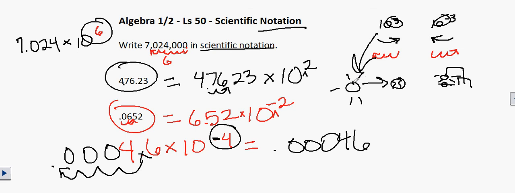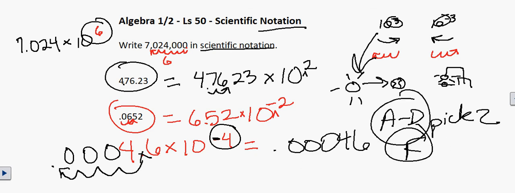Why don't you pick 2 from A to D, and letter F. So 3 total. 2 from there and this one. Good luck.